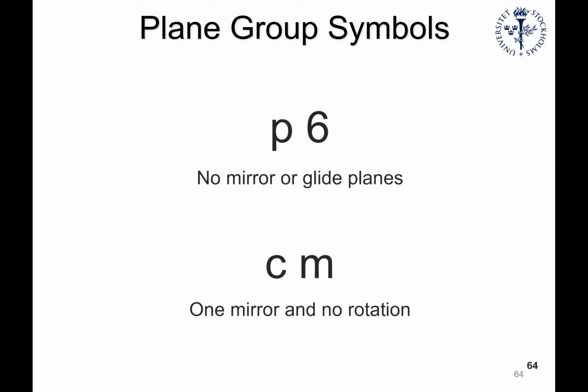So these are examples of other plane groups. P6, it's primitive. There's a six-fold rotation. There's no mirror in this case. That's just the end of the name. P6, that's it. CM is another name of a plane group. It's a centered lattice with mirror symmetry, but there's no rotational symmetry there. So then there is no integer number in this plane group name.